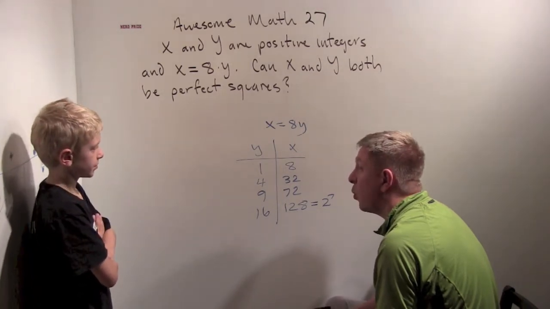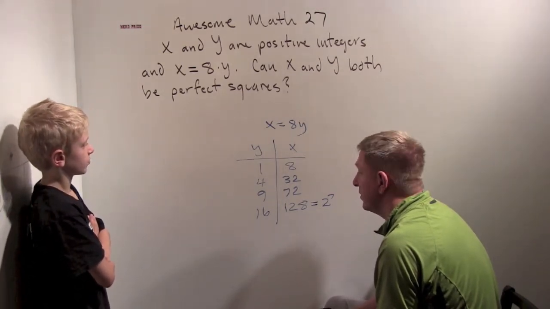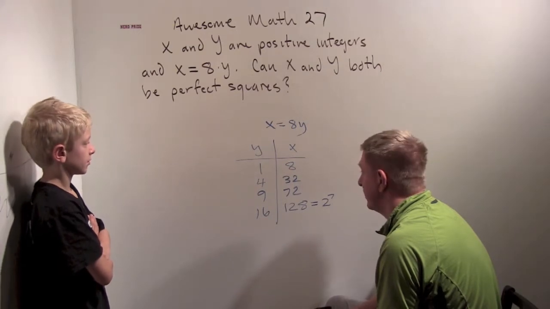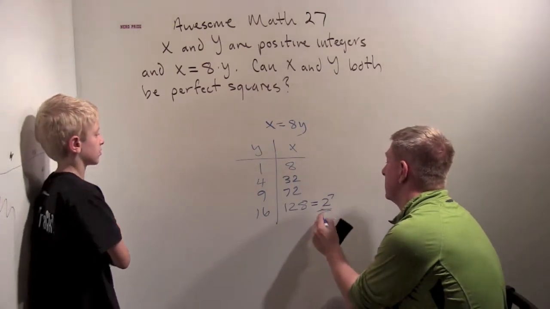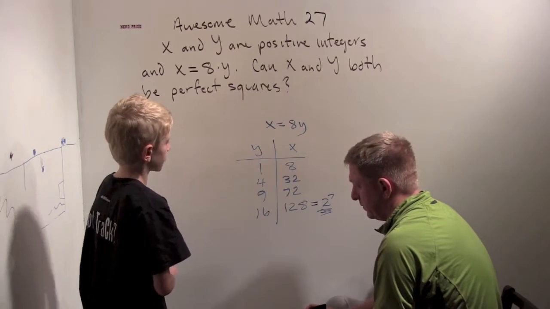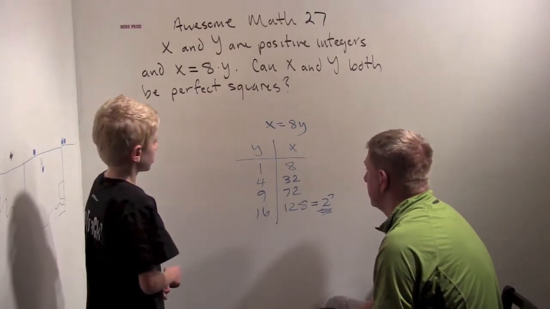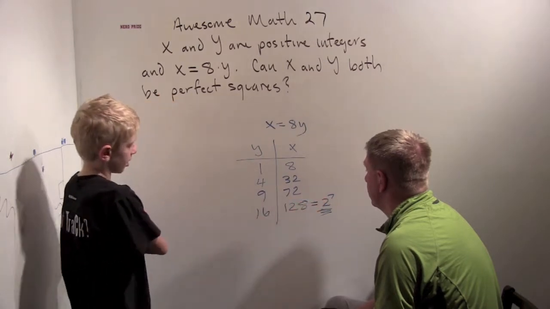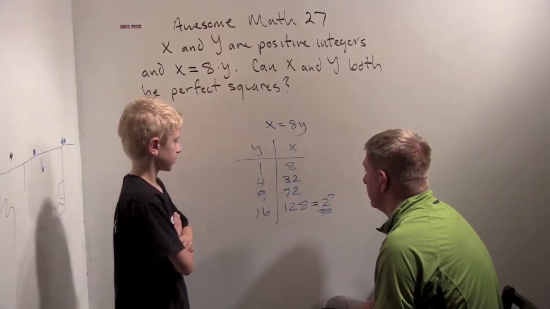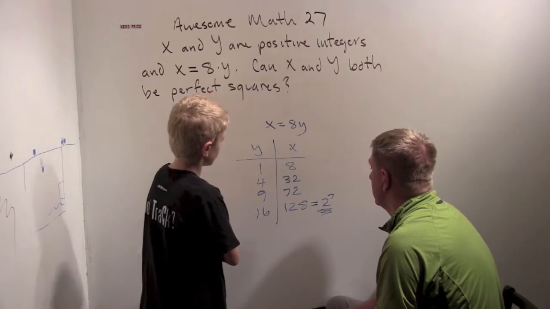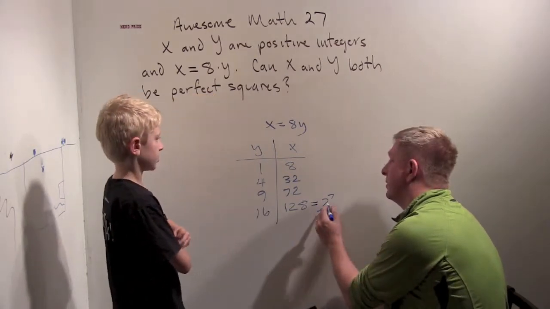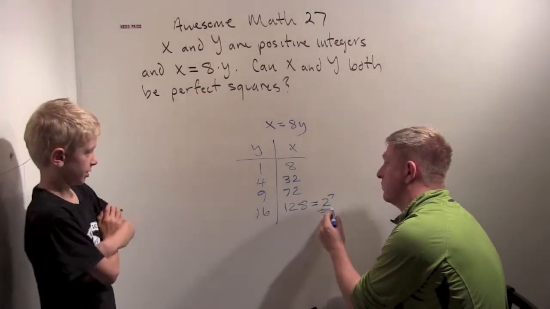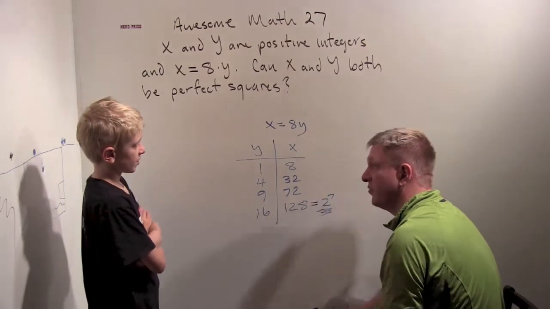Let's see if we can figure out why that would be true. You had a very interesting observation here. Well, this had an odd power in it, and it can't be a perfect square if it's an odd power. Let's see if that held true for the other ones.